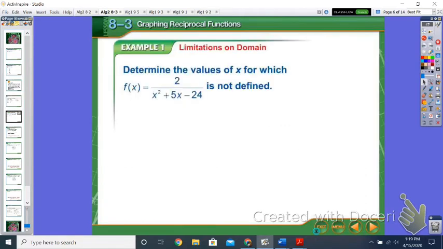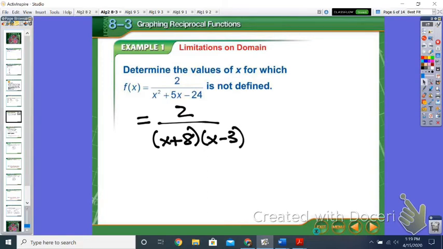So now the question is, if we look at something like this, well, let's start with the foundation, okay? Where is this not defined? And that's going to apply to asymptotes. So we basically did this last week. First thing is we want to factor the denominator if possible, and it is possible. It's x plus 8, x minus 3. And so as far as where it's not defined, undefined, right, that means the same thing.